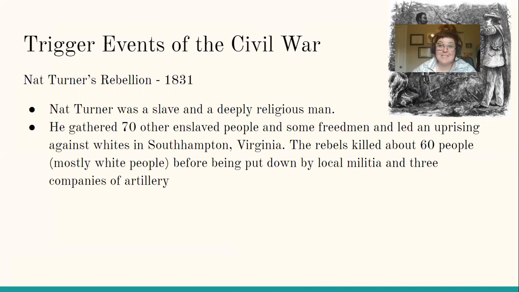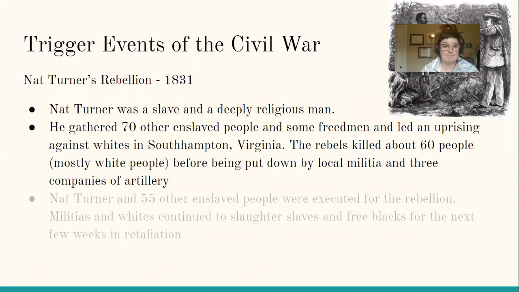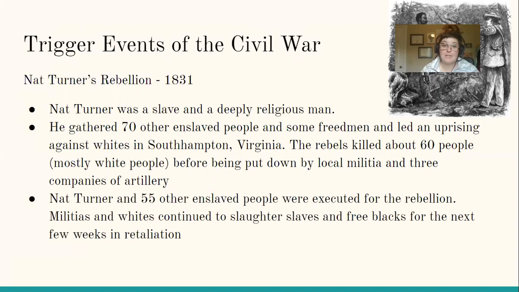The rebels killed about 60 people, mostly white people, before being brutally put down by local militia and 3 companies of artillery, right? So they called out the army to put down this slave revolt. After it was stopped, Nat Turner and 55 other enslaved people who had participated in the rebellion were executed. After that, the militia and white slave owners continued to go on a rampage and slaughter enslaved people and free blacks for the next few weeks in retaliation. And this was one of the signals that the argument over slavery might turn violent.